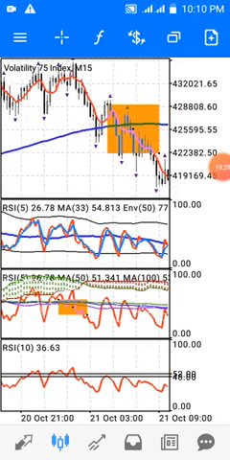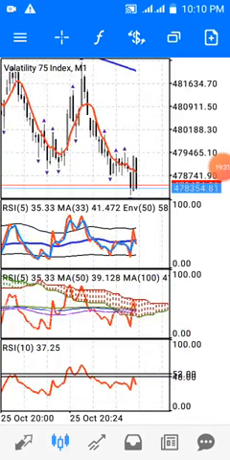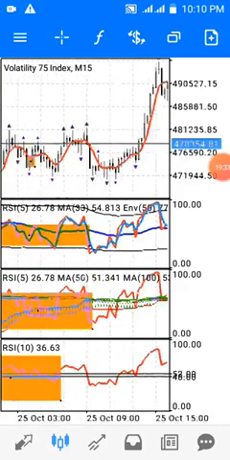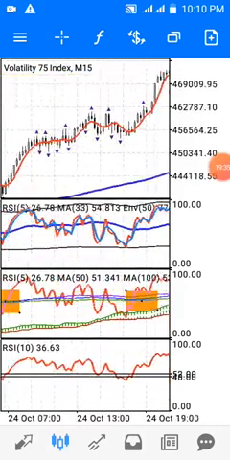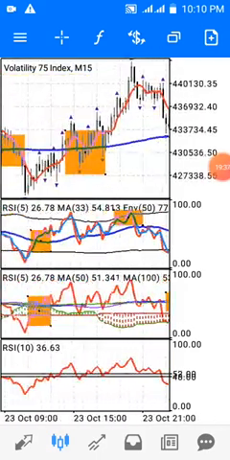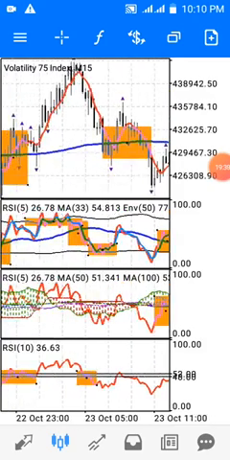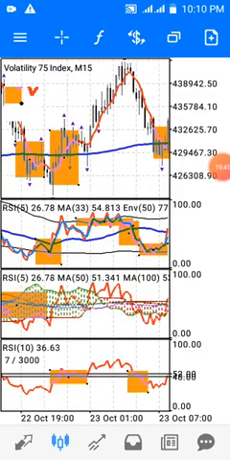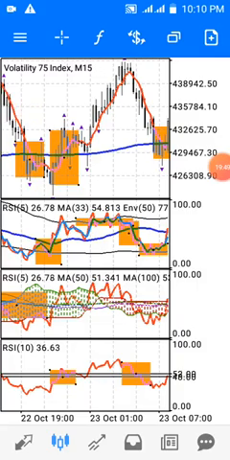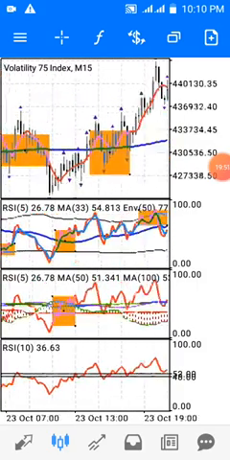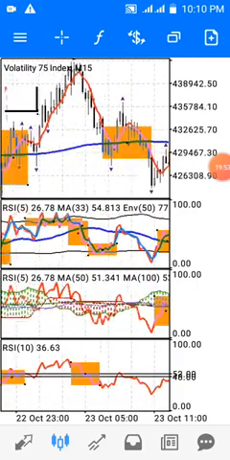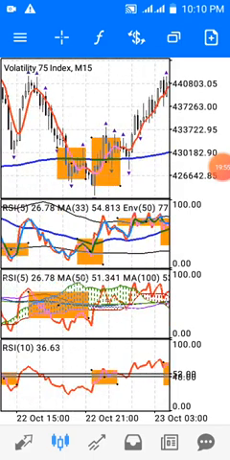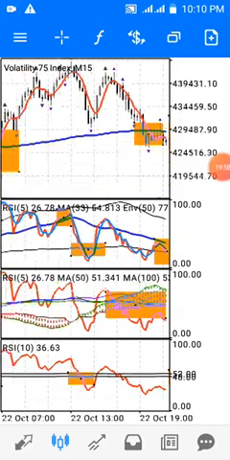Same thing for when it crosses below, like it crossed below here, you sell. When it crosses above within the level, you buy. When it crosses below the level, you sell. So the alignment of all signals on all the windows will give you a good signal.